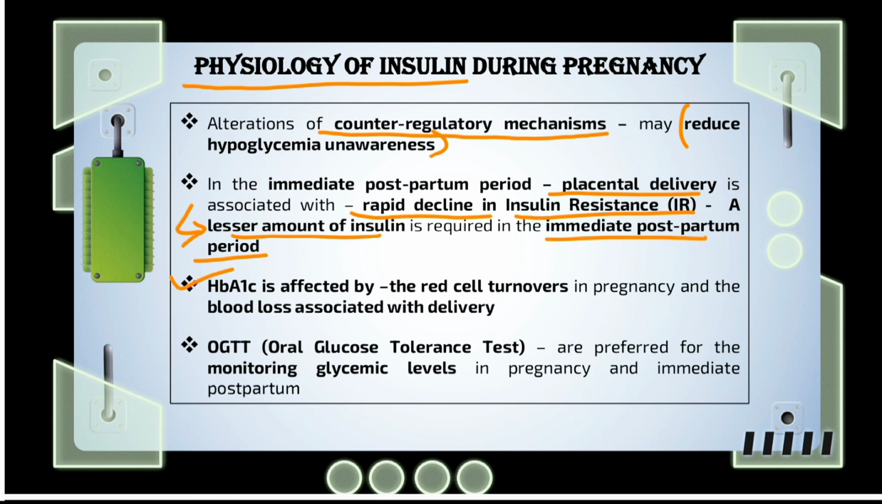The HbA1c level is usually affected by the red cell turnover in pregnancy as well as by the blood loss during delivery. It is found that the OGTT, oral glucose tolerance test, is the preferred method for monitoring the glycemic level, the blood glucose level, during pregnancy as well as during the immediate postpartum.